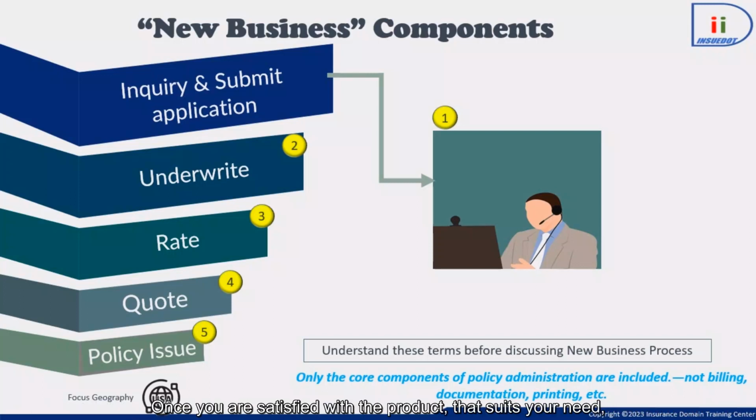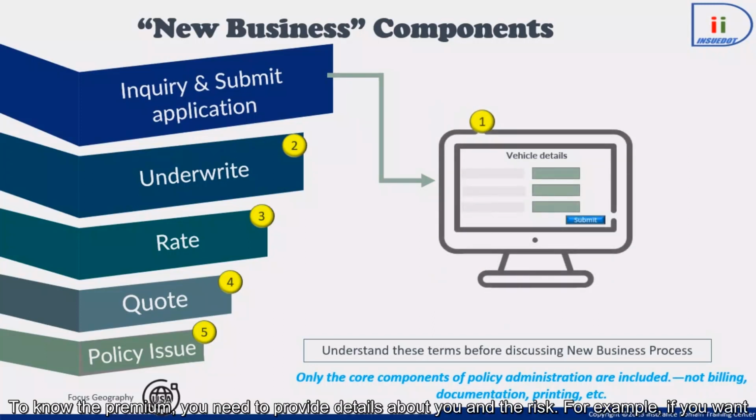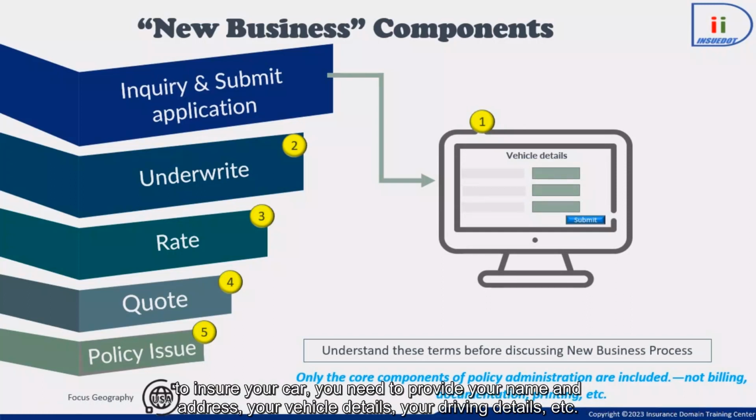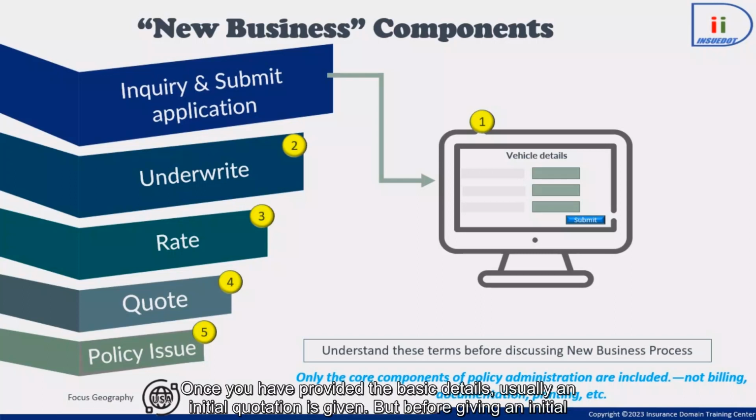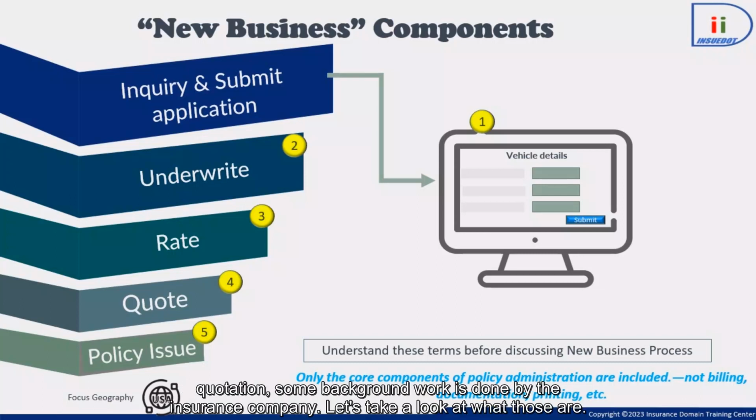The new business process starts here. Once you are satisfied with the product that suits your need, you want to know the premium that you need to pay. To know the premium, you need to provide details about you and the risk. For example, if you want to insure your car, you need to provide your name and address, your vehicle details, your driving details, etc. Once you have provided the basic details, usually an initial quotation is given. But before giving an initial quotation, some background work is done by the insurance company. Let's take a look at what those are.